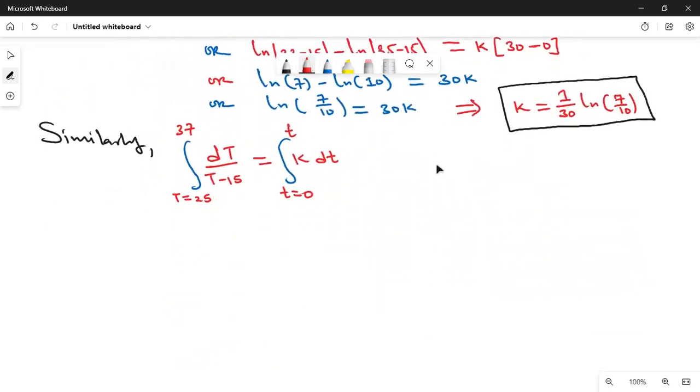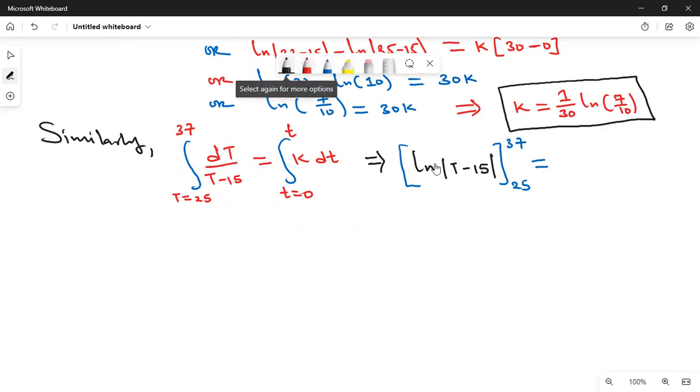So again, let's integrate. When you integrate this, you're going to get ln of T minus 15, the limits are from 25 to 37, equals k times t, and now we know the value of k, and this one is from 0 to t.